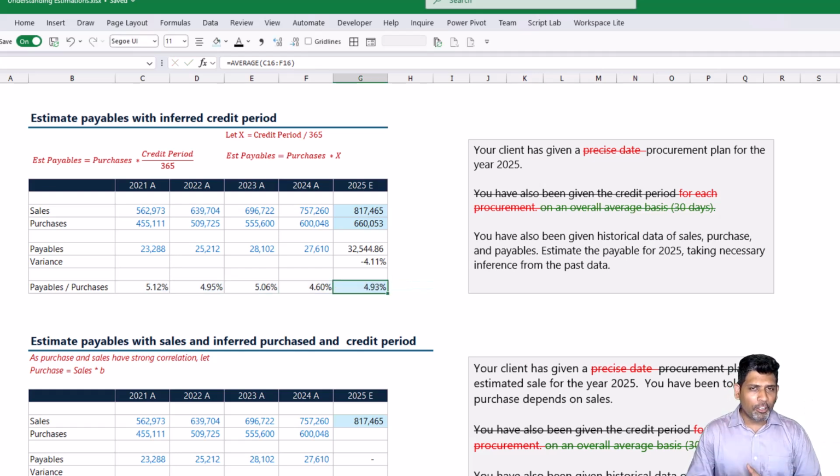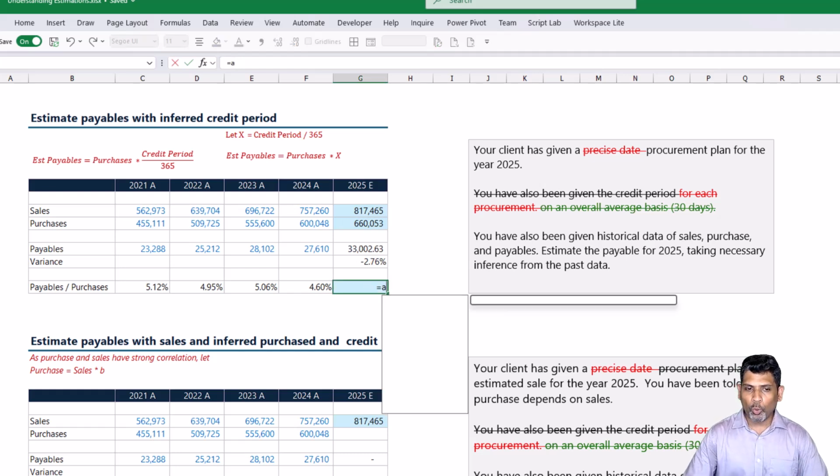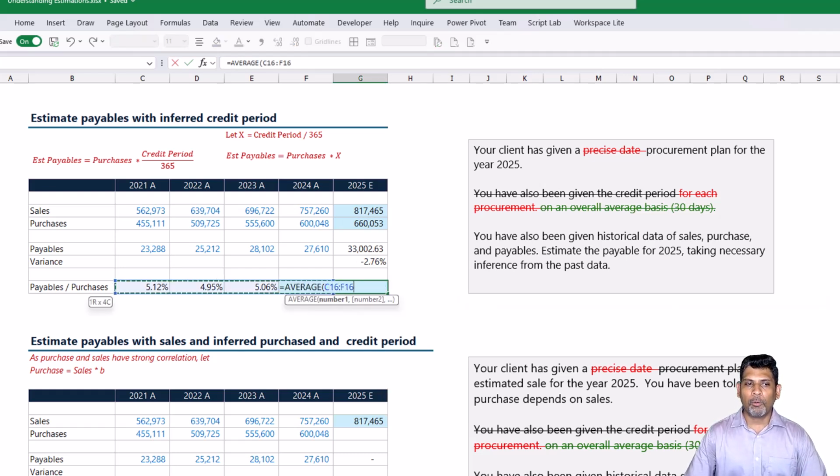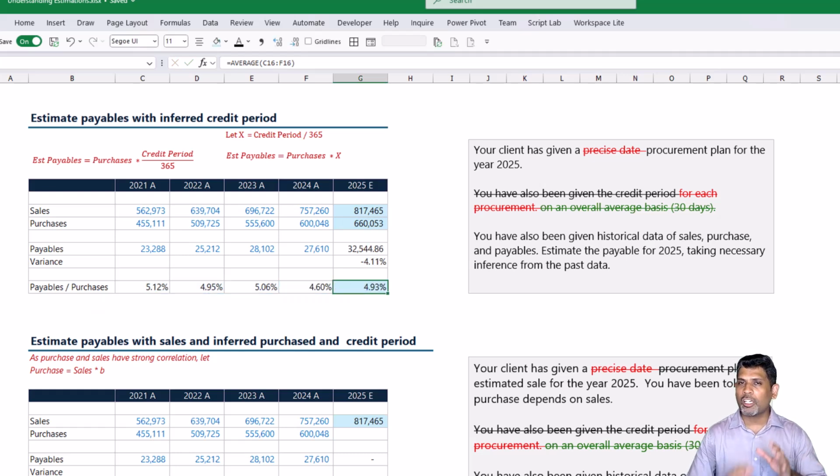If for any reason you think that's not true, then we will have to come up with a biased estimate for this payable to purchase ratio, which can be a few points higher or a few points lower, depending upon what we think is more likely to happen, right? So in this case, when we assume that the seasonal variation in credit period is in line with the past, there is no major fluctuation, we can very well apply this ratio.